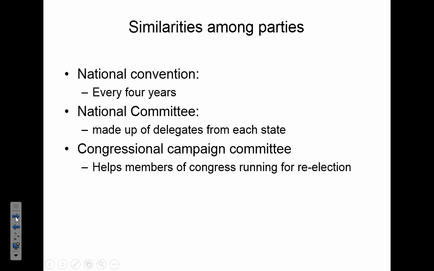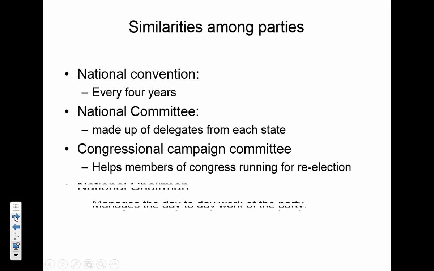Both have a national chairperson that manages the day-to-day. They speak for the party at times. Typically, the president is the speaker of their party, but actually they're not the chairperson of the party. But they each have these. None of these are exceptionally powerful. The convention doesn't choose the candidate, but it does still write the platform.